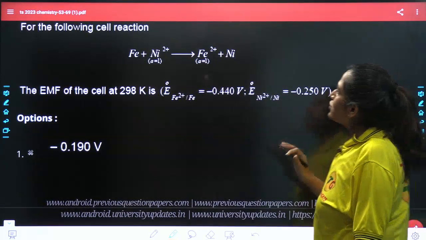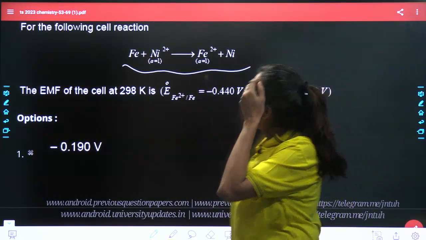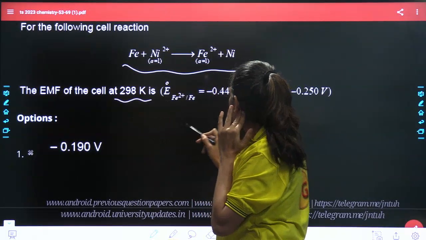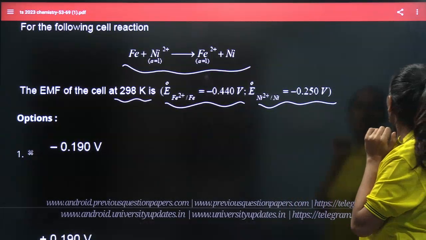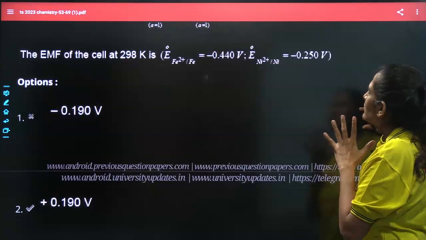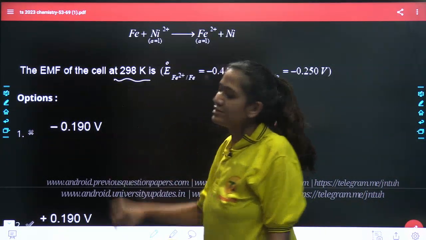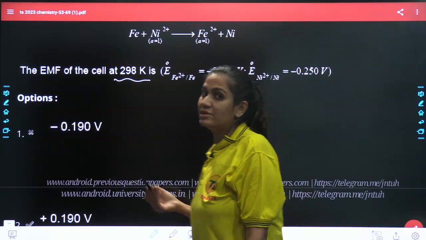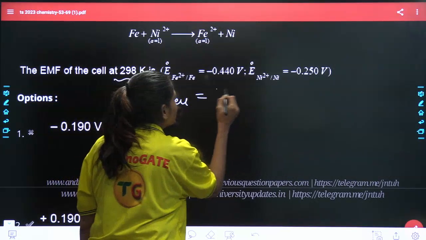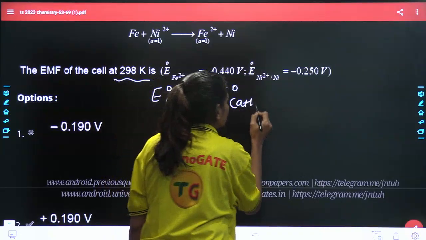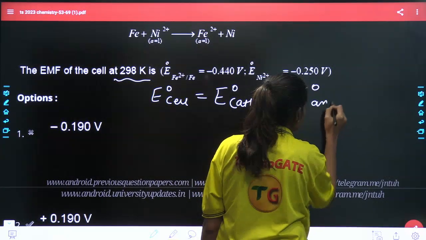Okay. For the following cell reaction, this is our cell reaction. The EMF of the cell at 298 Kelvin is, when these two values are given. Okay, so what do we need to find out? The standard EMF of the cell. Why standard? Here nowhere is standard written. Well, at 298 Kelvin, this itself means standard EMF, that is E naught, and we know that E net of a cell is equal to E naught of cathode minus E naught of anode.